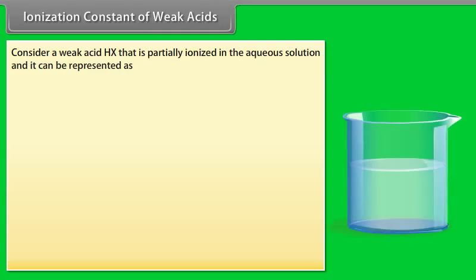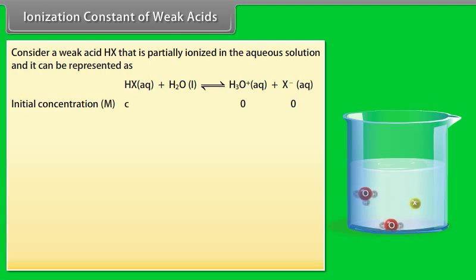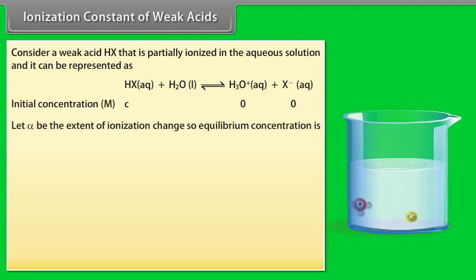Ionization constants of weak acids. Consider a weak acid HX that is partially ionized in the aqueous solution. Let the initial concentration of HX be C. Let alpha be the extent of ionization. So the equilibrium concentration of HX is C − Cα, the H3O+ equilibrium concentration is +Cα, and the X− equilibrium concentration is +Cα.